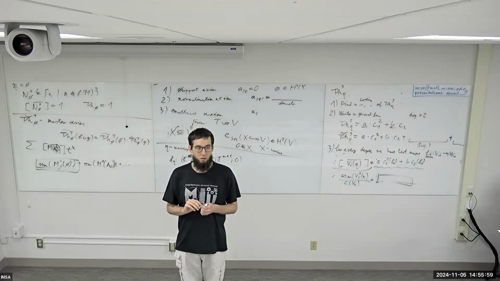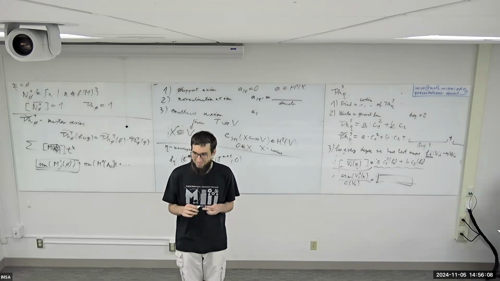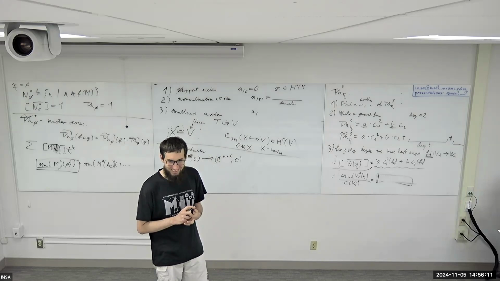It will be divisible by... You have to be careful. This is a homological index, so the degree is homological degree 0. Anyway, we can check. We can discuss that afterwards.